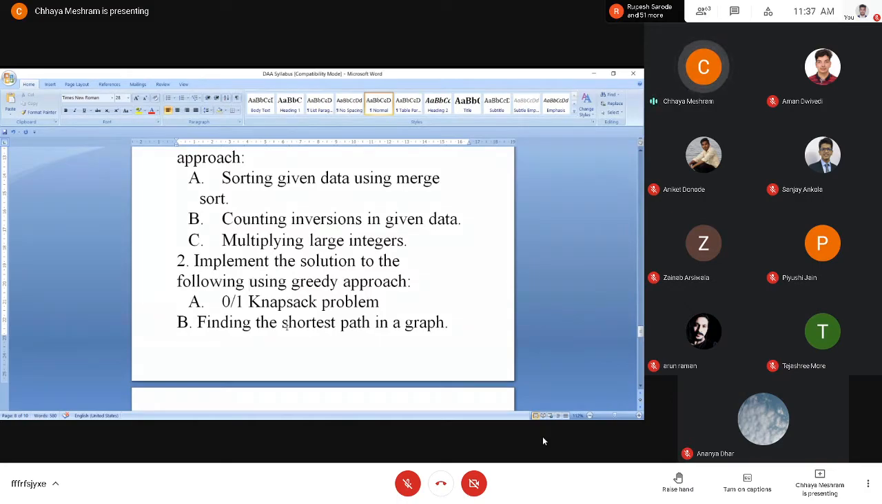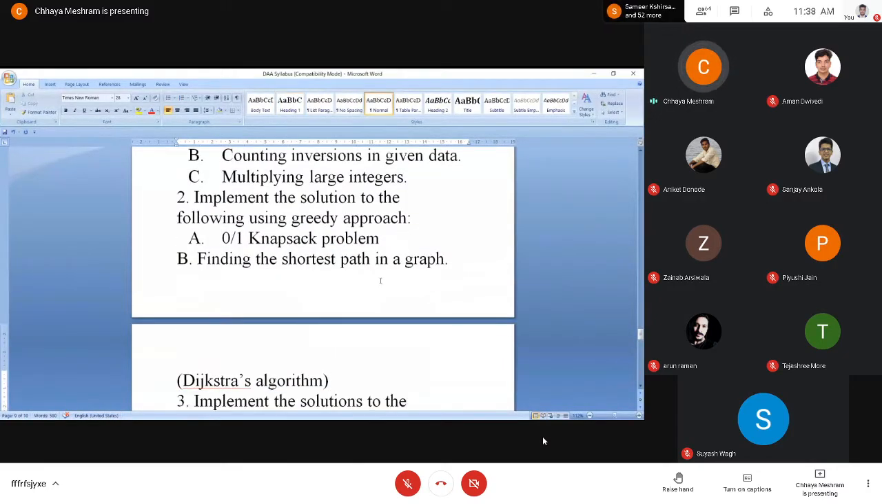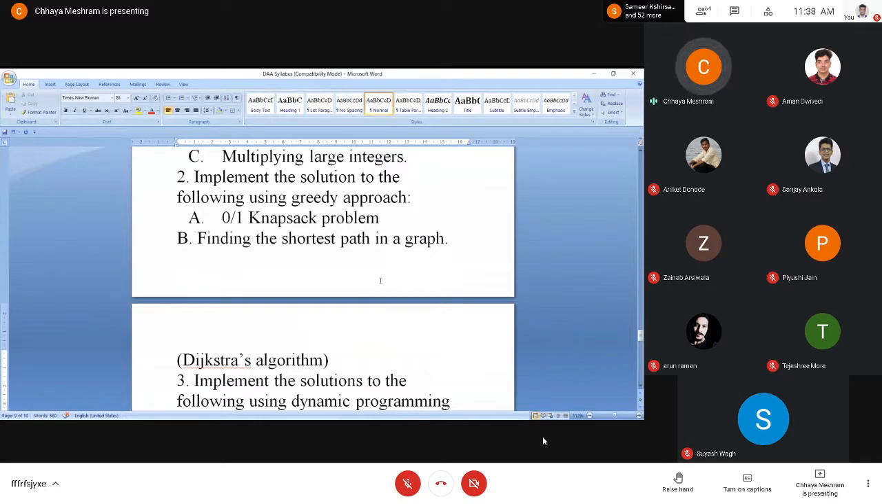So the first practical is based upon the divide and conquer strategy. The second practical is based upon the greedy approach. In this second practical, we have to implement the knapsack problem. Then secondly, we have to find the shortest path in a graph. For finding the shortest path in a graph, we have different algorithms, but the algorithm that we have to implement here is Dijkstra's algorithm.